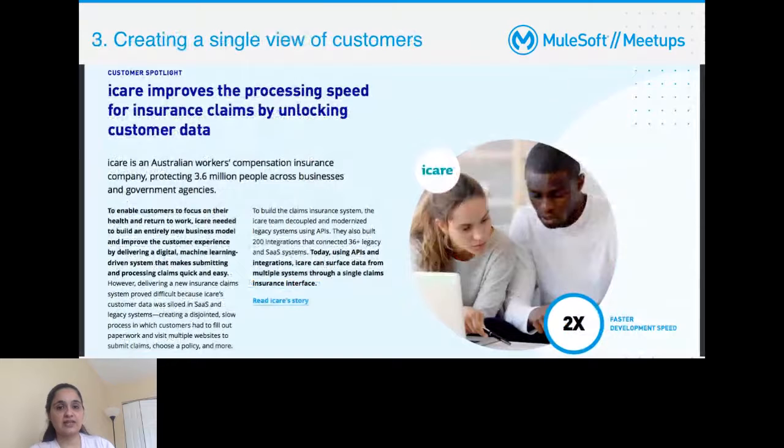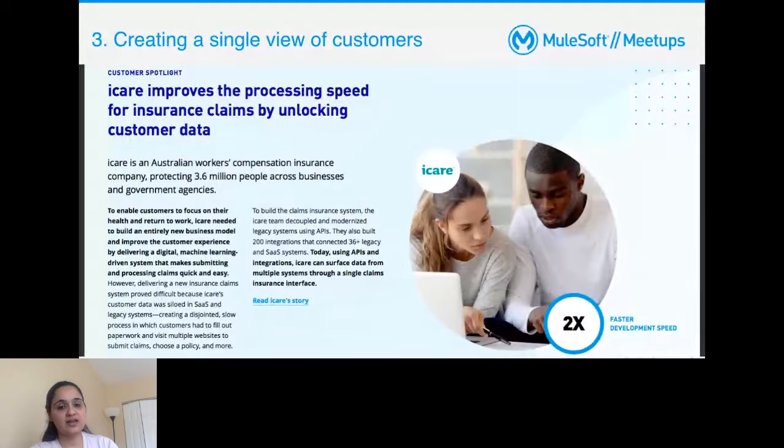The third one is creating a single view of customers. iCare is the Australian workers' compensation insurance company, and they improved their processing speed for the insurance claims by unlocking the customer data. So basically, they wanted to build the claims insurance system, and the iCare team modernized their legacy systems using API.